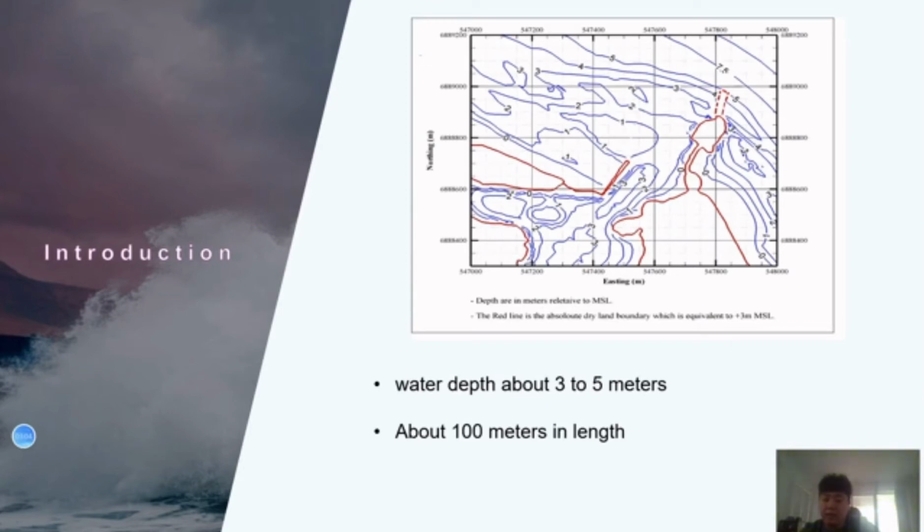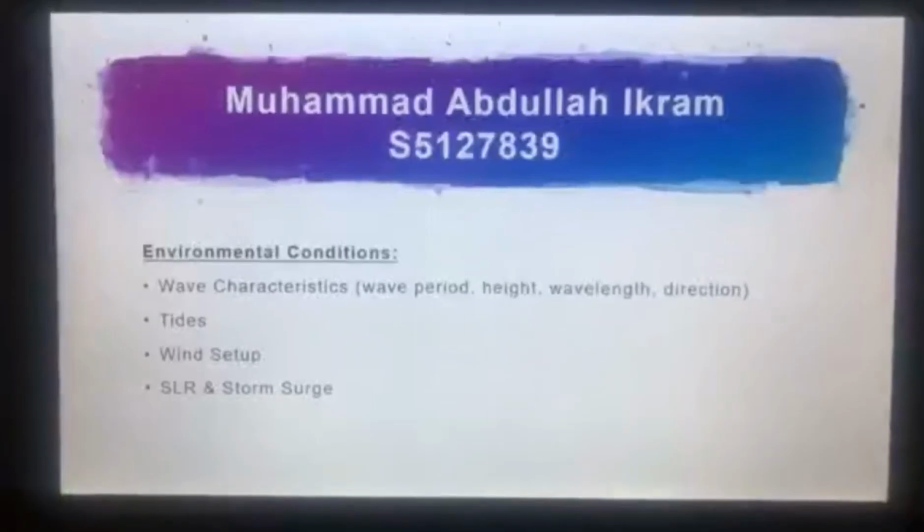The proposed layout is shown in this figure. According to this figure, it can be found that the jetty is proposed to be built in an offshore area with an initial water depth of 3 to 5 meters and a length of about 100 meters. This is my part. Thank you.